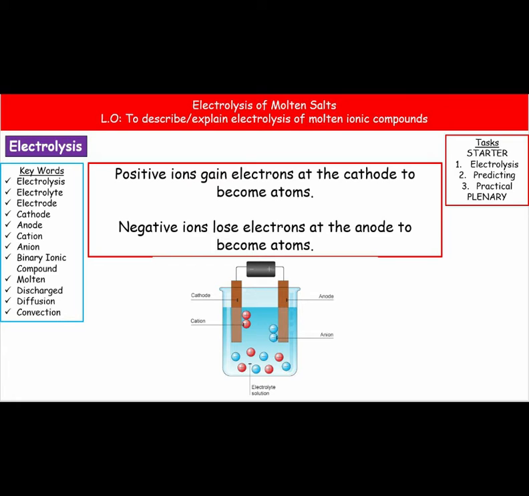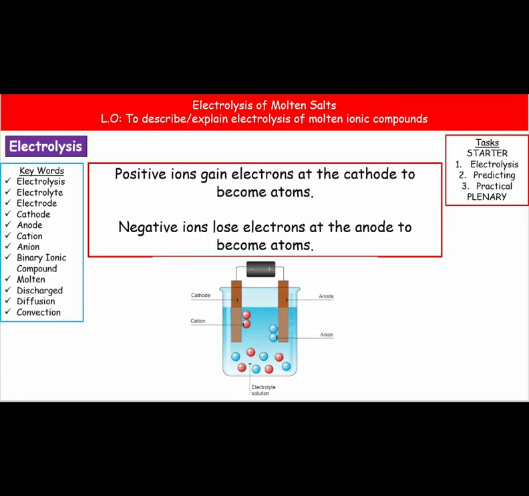So the positive ions are attracted to the negative electrode and the negative ions are attracted to the positive electrode. So what we actually see then is, and you can see this in the diagram there, that our cations are attracted to the cathode, hence why we call them that, and the anions are attracted to the anode, hence why we call them that.